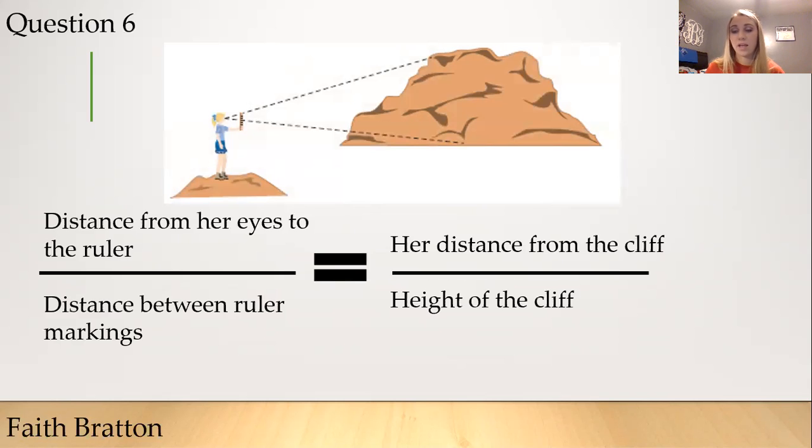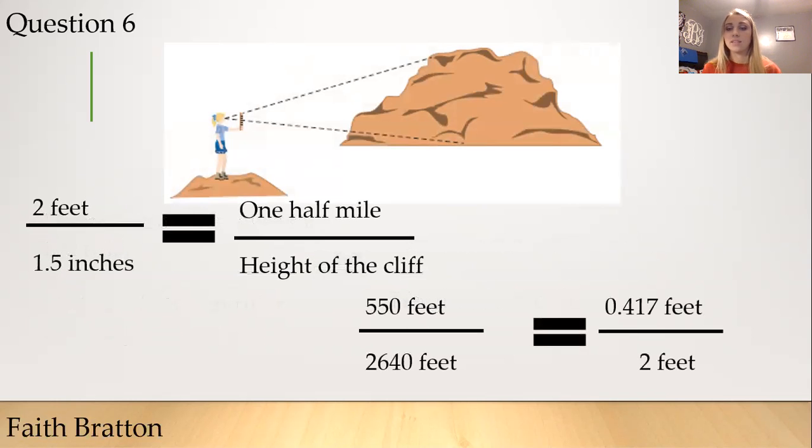The distance from her eyes to the ruler over the distance between the ruler markings will be the same as her distance from the cliff to the height. So an equation we're going to use is the one demonstrated. Okay, so we're going to do distance from her eyes to the ruler over distance between ruler markings equals her distance from the cliff over the height of the cliff. Okay, this proportion can be rewritten as the height of the cliff over 1/2 mile, which is 1.5 inches over 2 feet. As you can see, we have demonstrated.